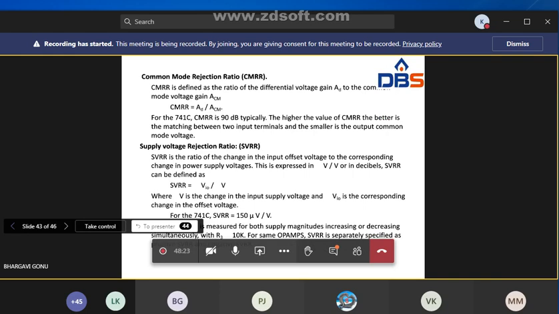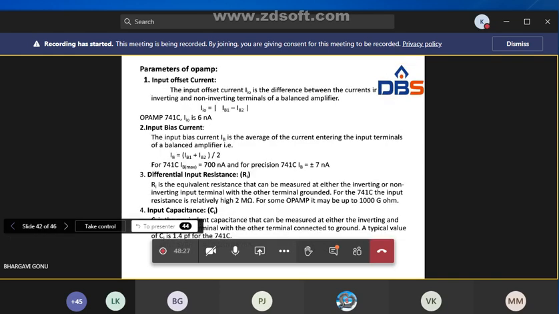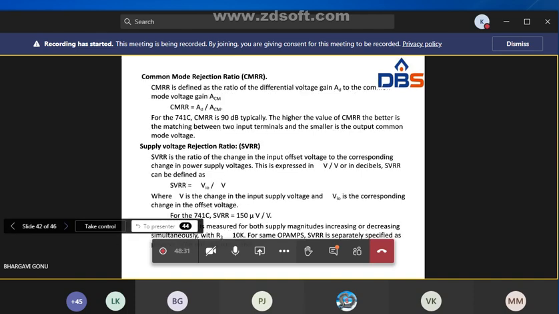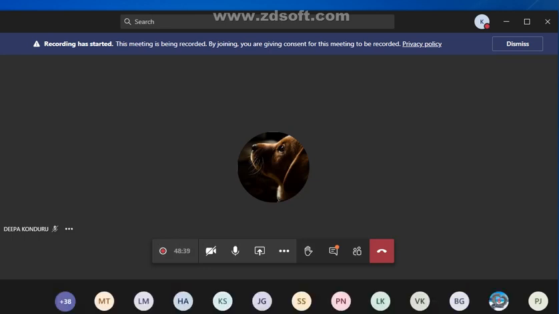These are some characteristics of the operational amplifier: input offset current, input bias current, input resistance, input capacitance, common mode rejection ratio CMRR, and power supply rejection ratio PSRR or SVRR.